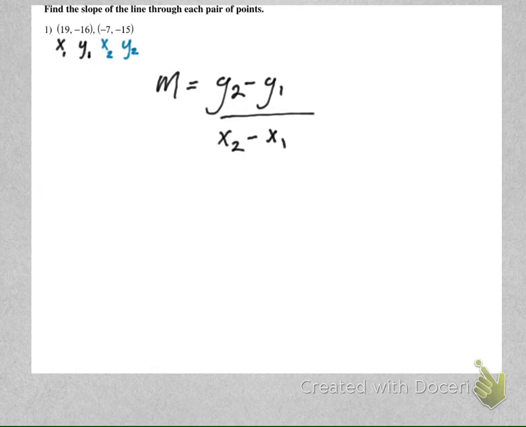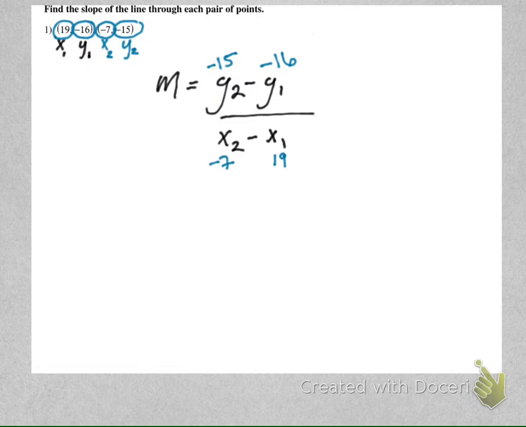And then all you really need to do is just fill them in. So if I filled in over here in my formula where I have y2, the y2 value is a negative 15. You see it right there. And so where there's a y2, I just put the number negative 15. And where there's a y1, I'll circle that one. I'm not going to change color. It'd take me too long. The y1 is going to be a negative 16. Then I just need to swap in my x2, which you see over here is a negative 7. And my x1 is a 19.